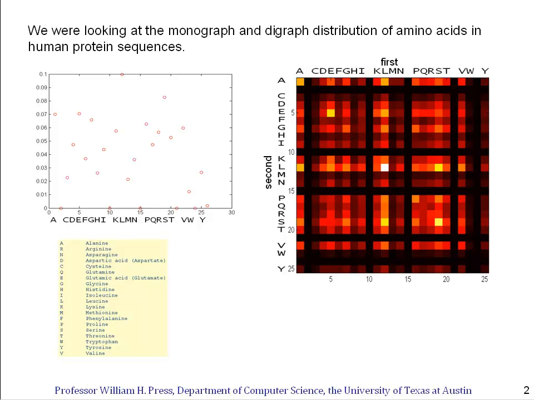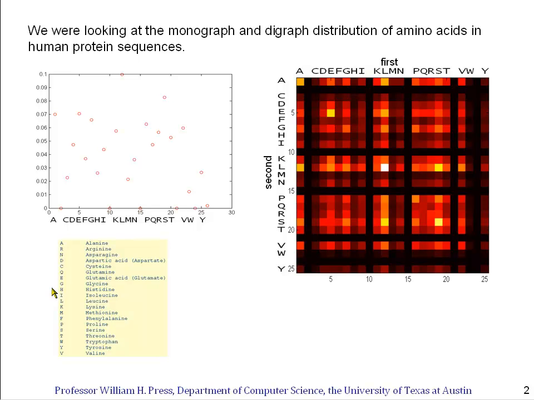This segment is the second of two that contain a few bits of information about information theory, and we're going to work our way up to talking about mutual information. We were looking at the monographic and digraphic distribution of amino acids in human proteins. What that means is simply, as a function of amino acid, and there are 20 amino acids, they're listed down here, what is the probability of finding any given amino acid at a random position in the human proteome.